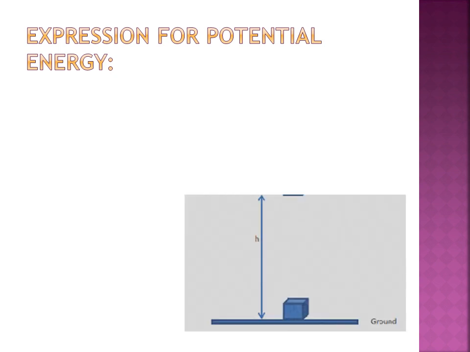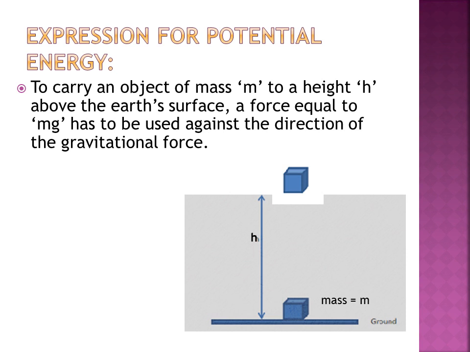Now we will derive the expression for potential energy. To carry an object of mass m to a height h above the earth's surface, a force equal to mg has to be used against the direction of gravitational force. Here the object has mass m and it is raised above the earth's surface to a certain height h. So the force required to do this work against the gravitational force is equal to mg. The displacement will be equal to h, where g is the acceleration due to gravity.